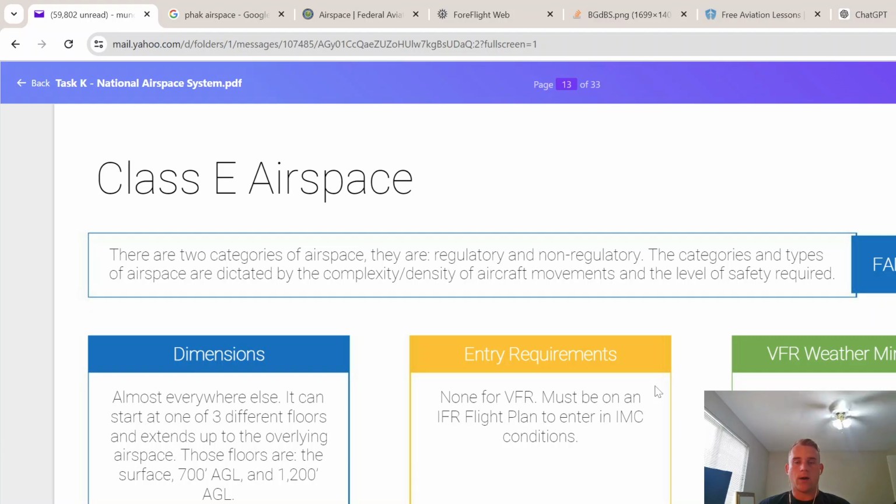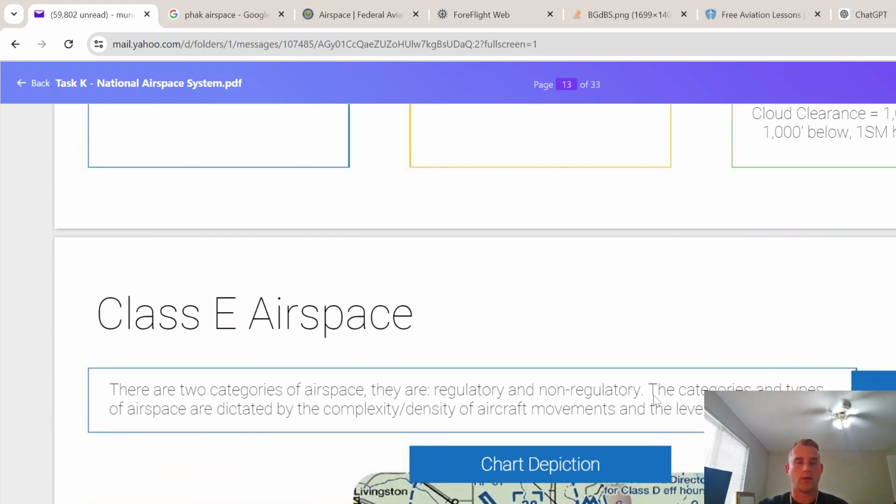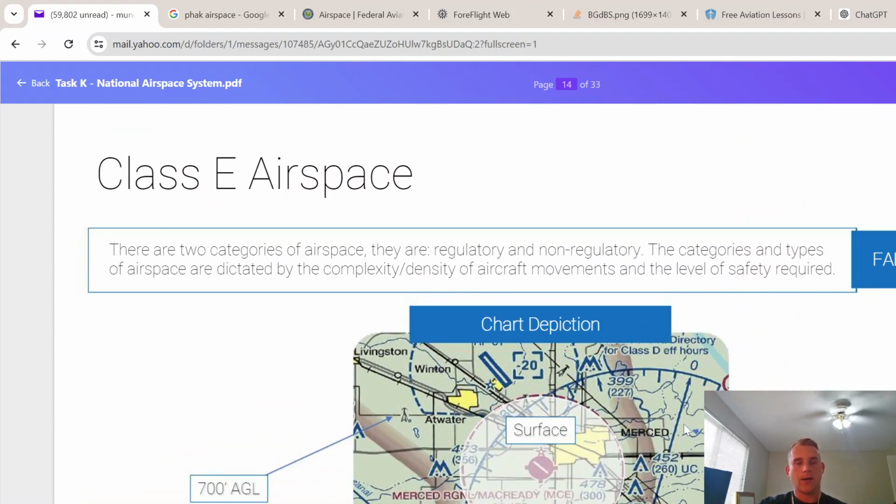Cloud clearance requirements are 1,000 above, 1,000 below, and 1 statute mile horizontally, okay? Remember, a lot of people will say 1,000 horizontally. It is not 1,000 horizontally. It is 1 statute mile horizontally, okay? 1 SM horizontally. Okay, Class E airspace.